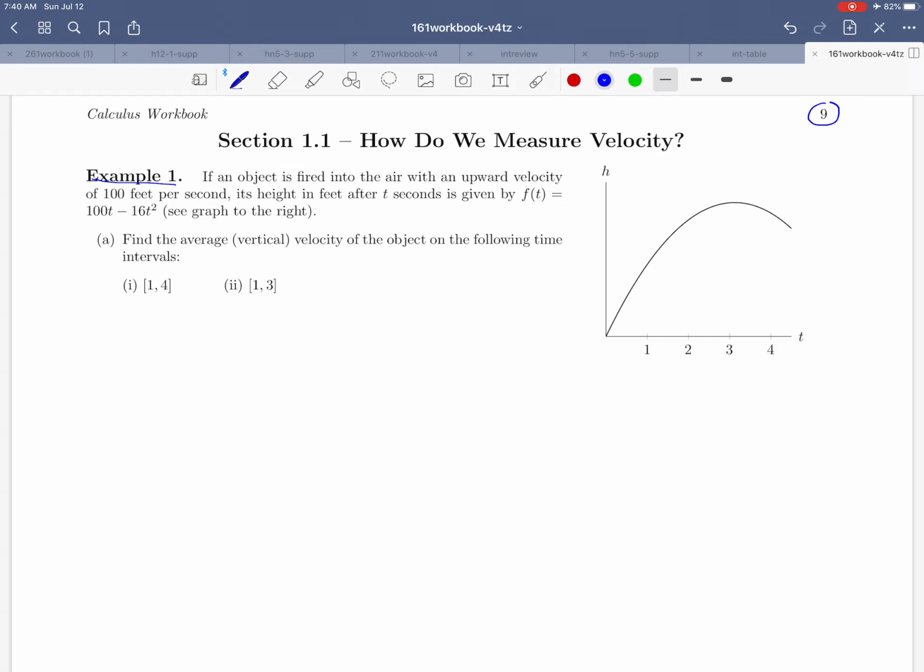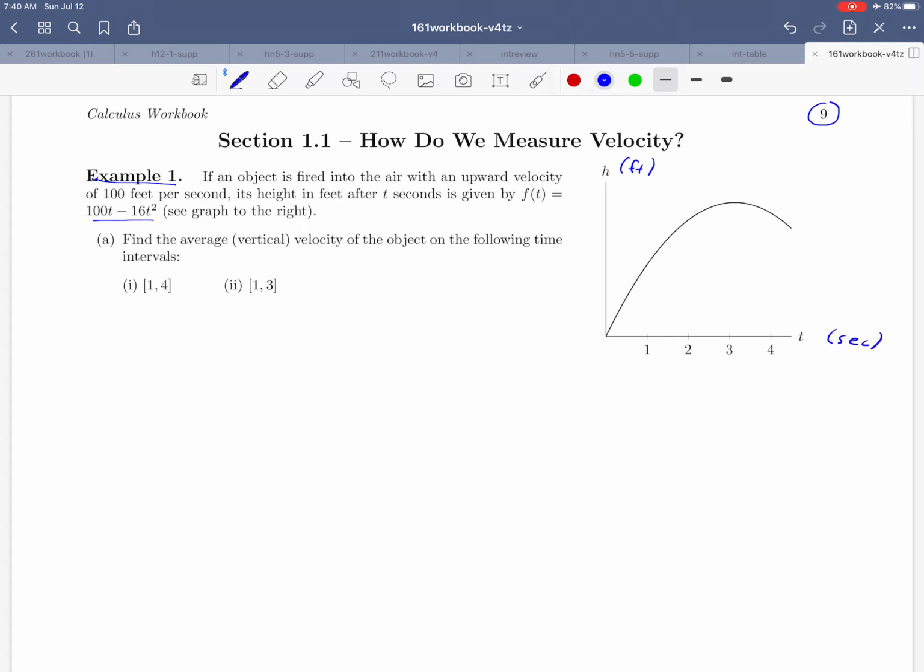So if an object is fired into the air with an upward velocity of 100 meters per second, its height in feet after t seconds is given by the function f of t equals 100t minus 16t squared, and we're given a graph of that function. Okay, and before we go farther here, let's maybe think about the units that we're talking about here. So on one axis we've got time. They're telling us that's measured in seconds. And height is being measured in feet, just to keep track of that.